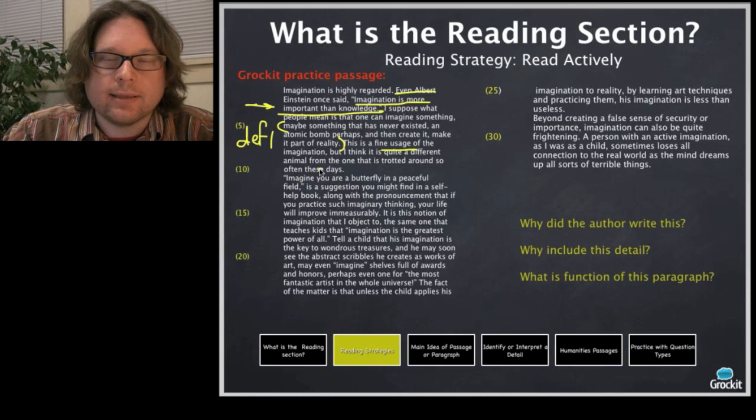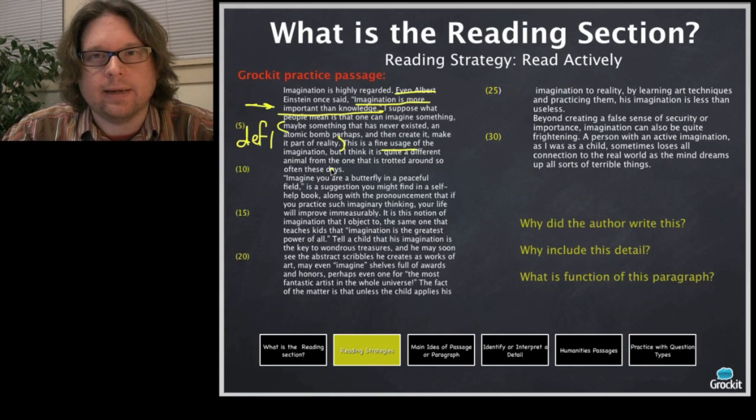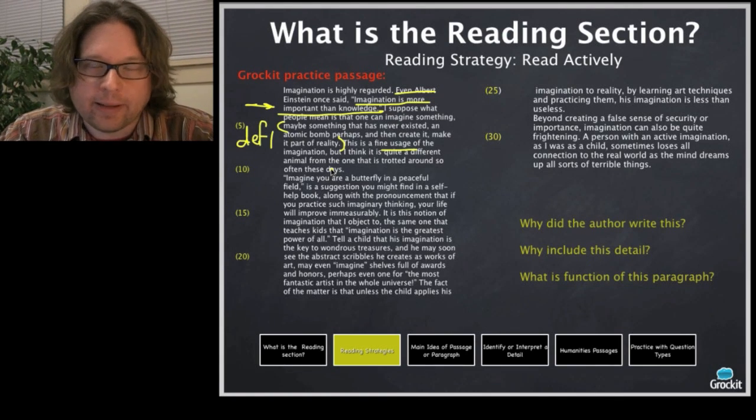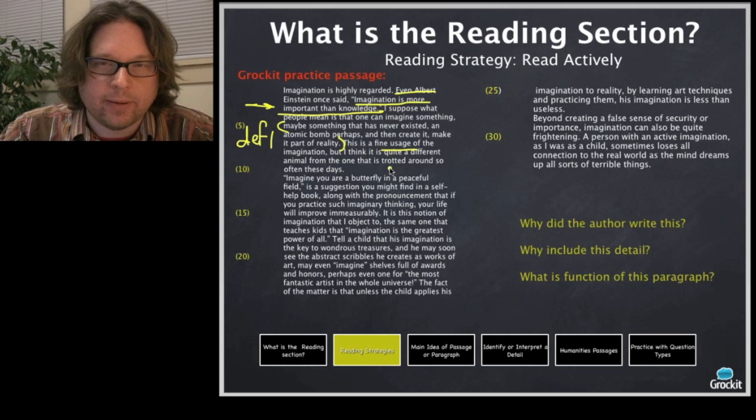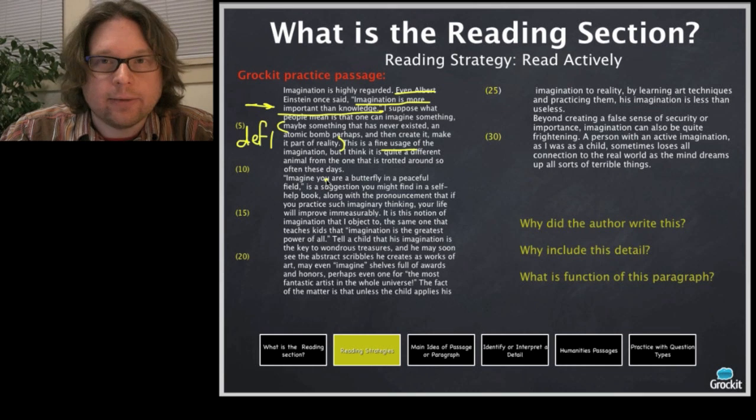And so why did the author write this? This clearly has the air of a setup. It's a setup for one type of imagination, where you are thinking about the future and making it a reality. And then this is going to be contrasted with some other type, and that's probably what the bulk of the passage is going to be about. I'm not saying that because I already read this. I mean, I did, obviously, because I had to prepare to talk to you guys. But that's how these things go.